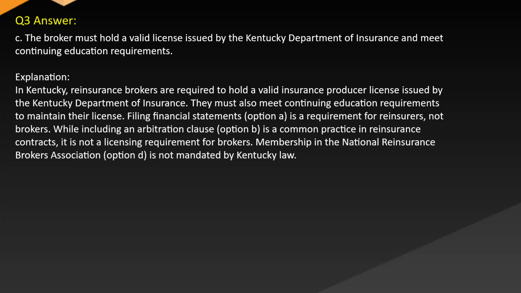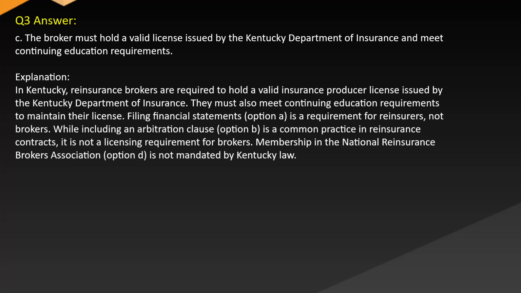Answer C. The broker must hold a valid license issued by the Kentucky Department of Insurance and meet continuing education requirements. Explanation. In Kentucky reinsurance, brokers are required to hold a valid insurance producer license issued by the Kentucky Department of Insurance. They must also meet continuing education requirements to maintain their license.